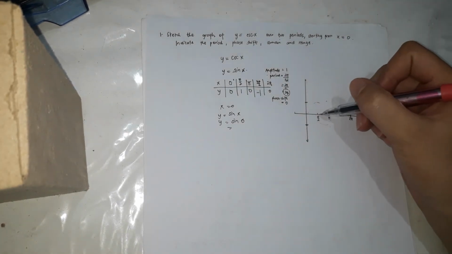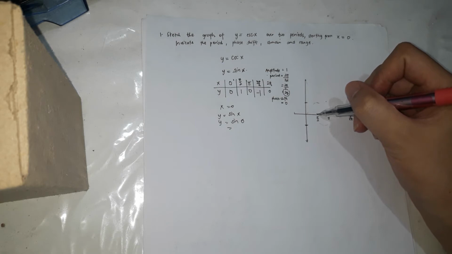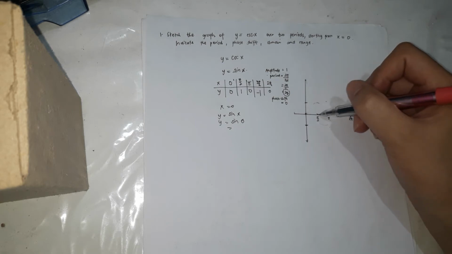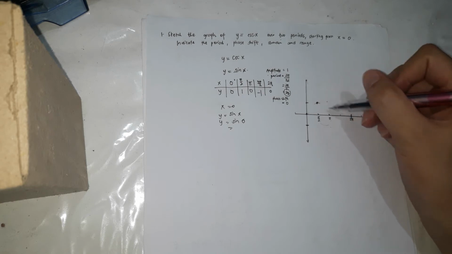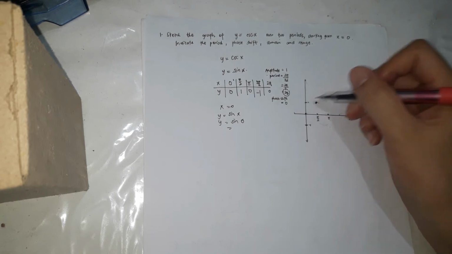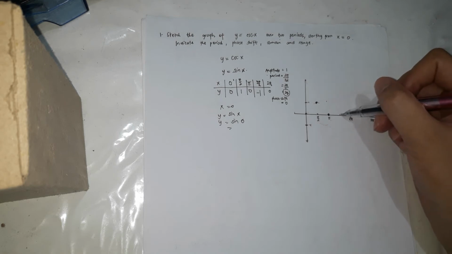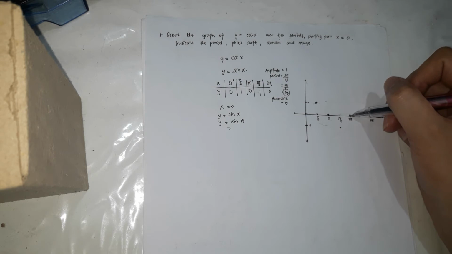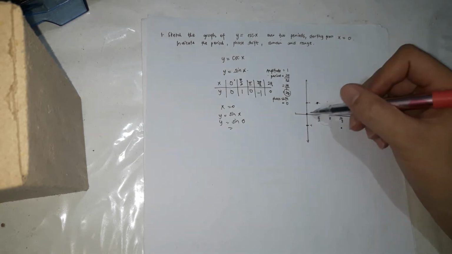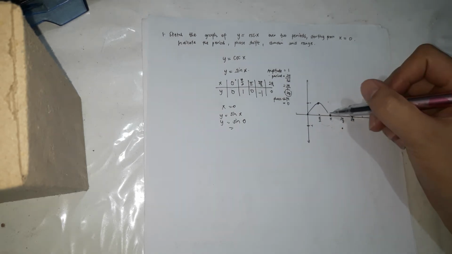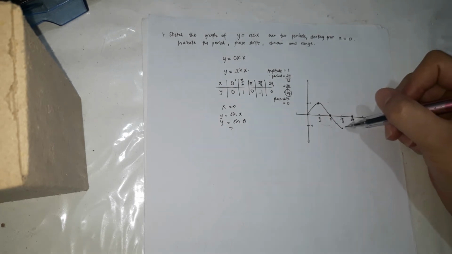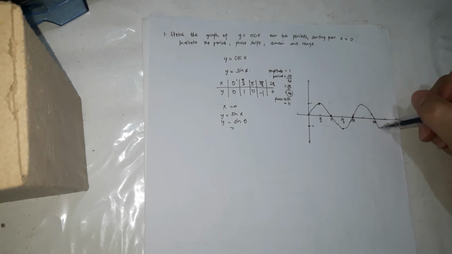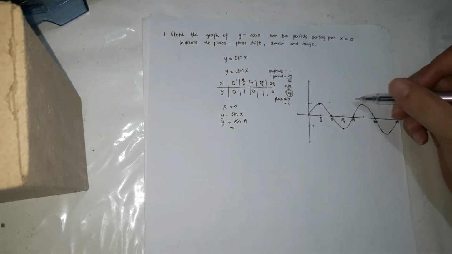So kapag 0, that's 0. Kapag pi over 2, that's 1. Kapag pi, 0. Kapag 3 pi over 2, that's negative 1. Kapag 2 pi, it's 0. So this is the graph. You really need this. Ulitin mo lang yan siya for 2 cycles.